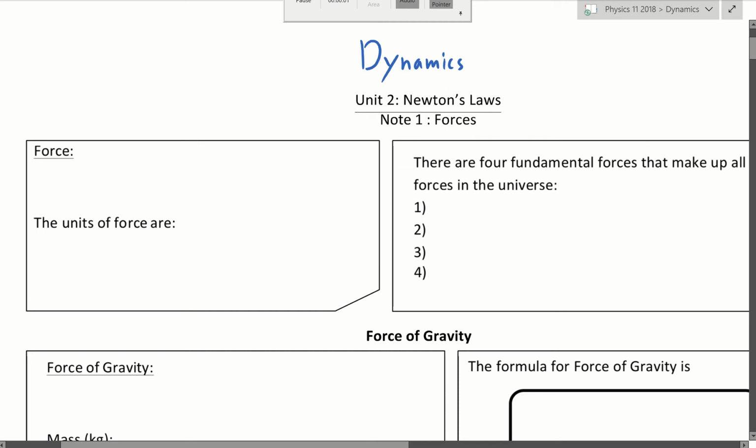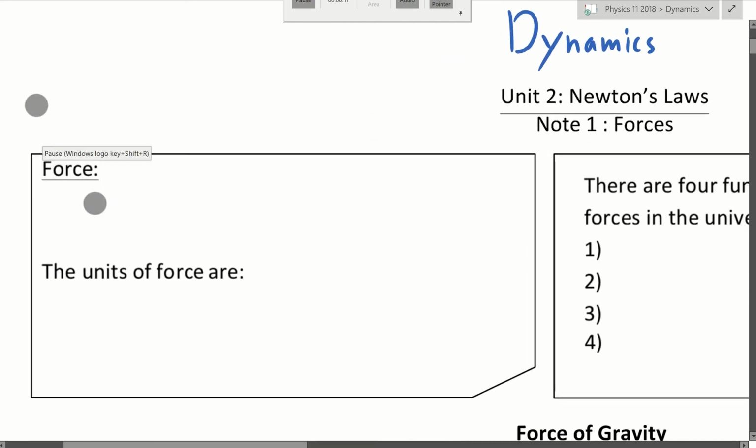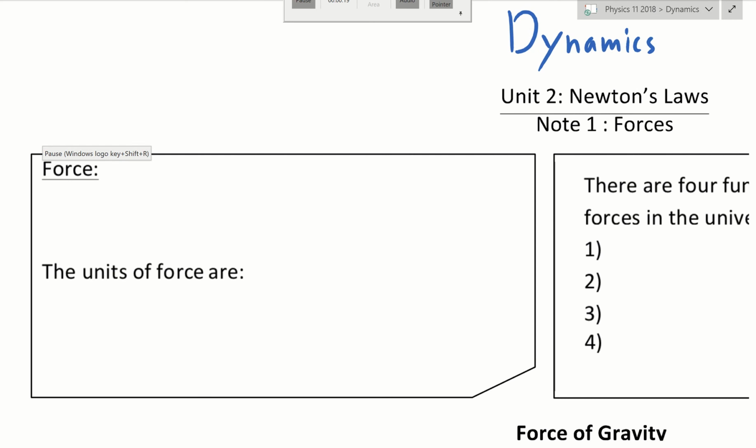Hello everyone, today we are going to talk about forces. Now, the study of forces is called dynamics. It's the study of why something moves. You should have heard about forces in previous science, for example, Science 10.